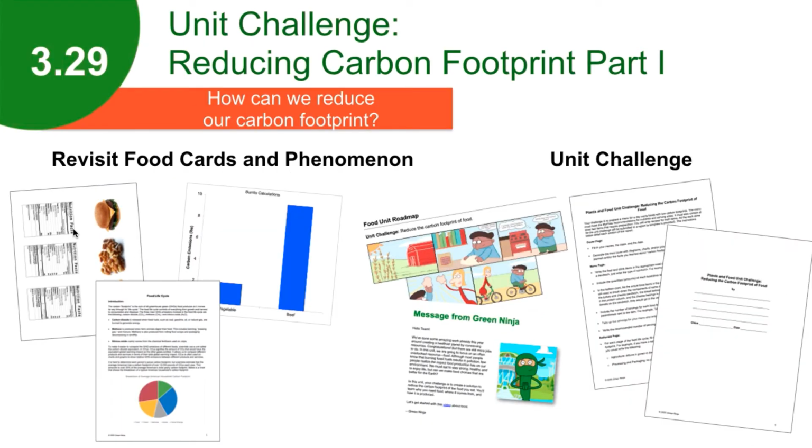In Lesson 3.29, we revisit the food cards from a few lessons ago where students ranked the carbon footprint of different foods based on what they thought at the time. Now they're going to revise those rankings based on what they've learned. Can they now explain the phenomenon that a veggie burrito has a lower carbon footprint than a beef burrito?